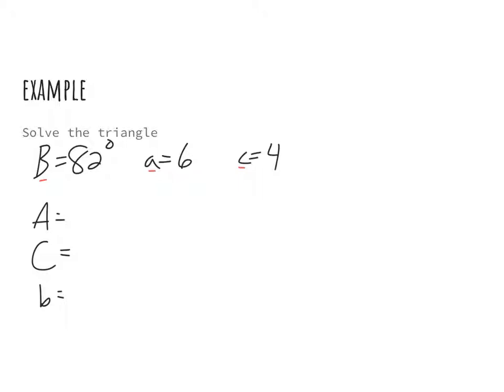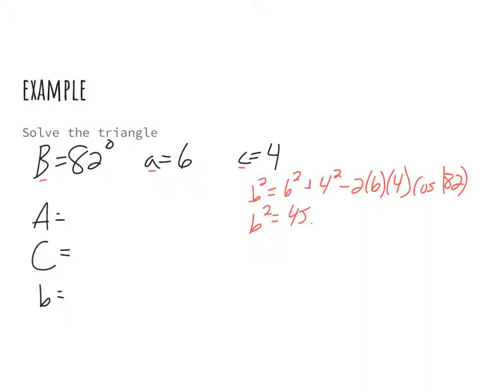So again, the first thing we're going to find is the opposite side length of our angle, so we're going to find B first. So B squared is equal to A squared plus C squared minus 2 times A times C times the cosine of angle B. And again, I can type that into my calculator and get about 45.3. And if I take the square root of 45.3, I get that B is about 6.7.